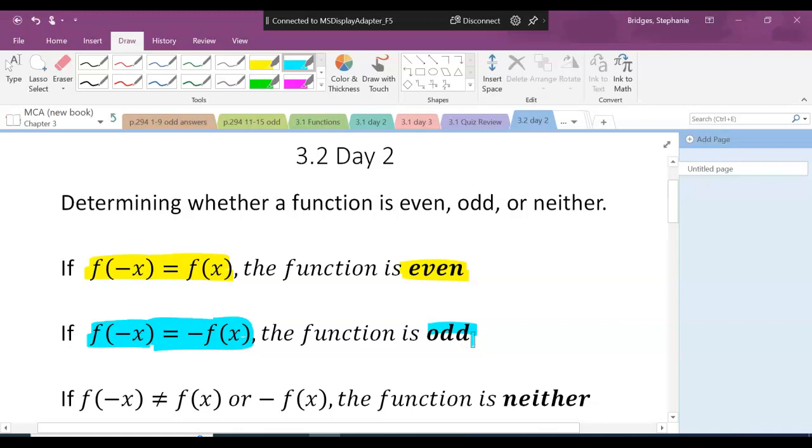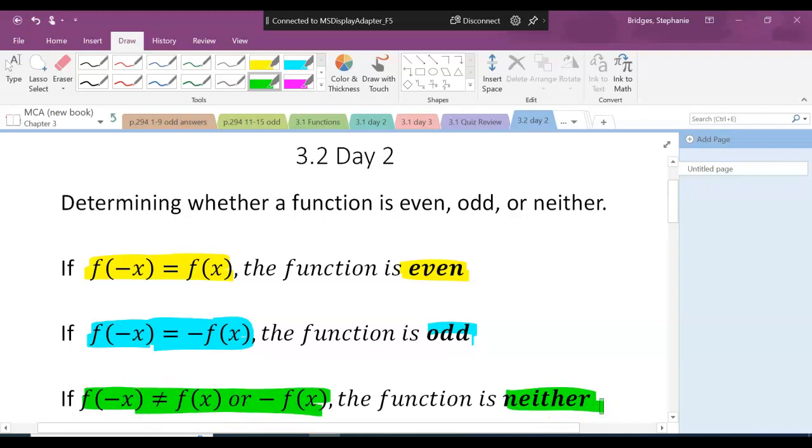And then if you plug in a negative x and it doesn't equal the original and all of the signs haven't changed, maybe one of them has, but not all of them, then it's going to be neither. Okay, that's what that last one says. And again, it's probably a little bit more difficult to understand explaining it like this until you see how it works in action, okay?